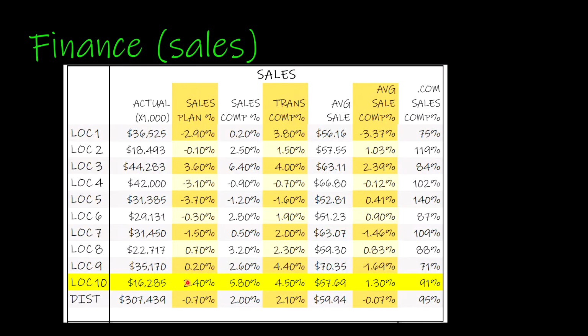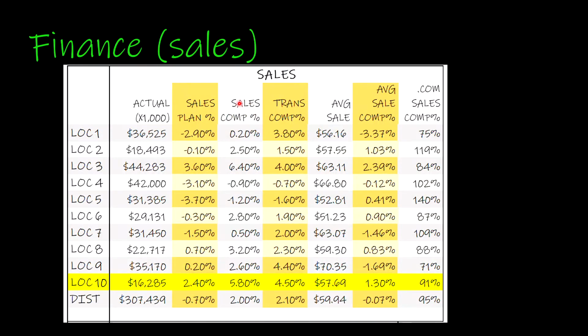Okay, so in this case, location 10 you can see is positive 2.4%. What that means is that it's exceeding its sales target by 2.4%. Generally speaking, that seems pretty good. As we go down and look location by location, we've got negative, negative. This one is beating location 10. We've got negative, negative, negative, negative. These two are positive, but not quite as good as location 10. So location 10 essentially ranks second out of 10 in sales plan percentage. And as you can see, it's beating the district average by quite a bit.